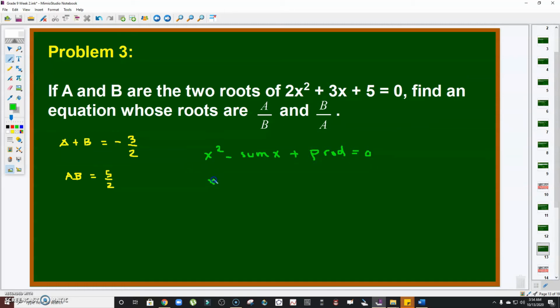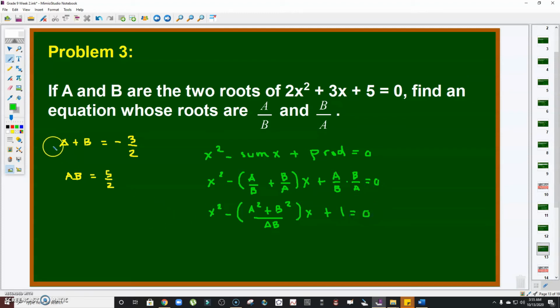That's always the form. So, I'm going to have x squared minus a over b plus b over a, x, plus a over b times b over a. Okay, no problem with the denominator at the end. It's 1 already. However, this is where we will need a little manipulation. What do I mean? So, x squared minus, the sum of this is a squared plus b squared over ab, x, plus 1 equals 0.